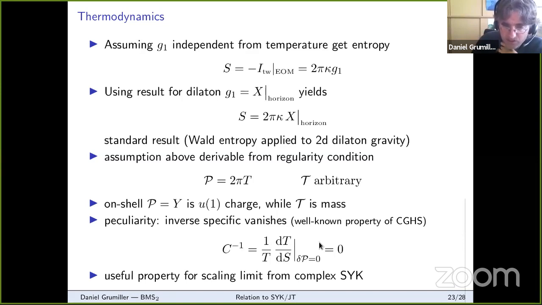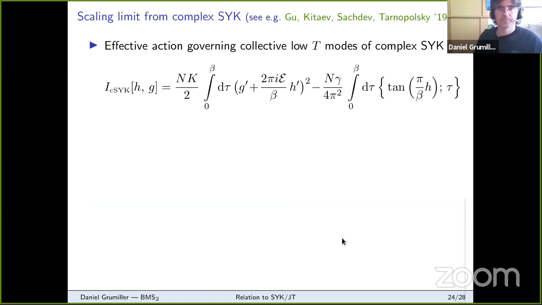Now, this is useful to remember when we try to find a scaling limit from complex SYK, because the specific heat enters there essentially as a coupling constant. So having the inverse specific heat going to 0 means that the specific heat has to go to infinity. So we need to take a specific singular limit of complex SYK. Okay, so here it is.